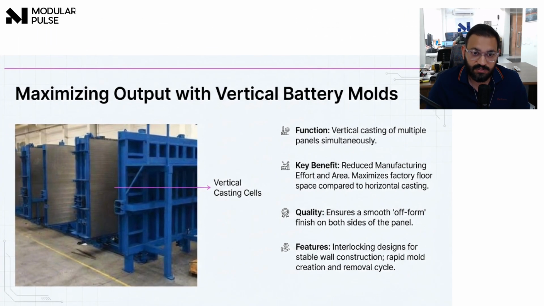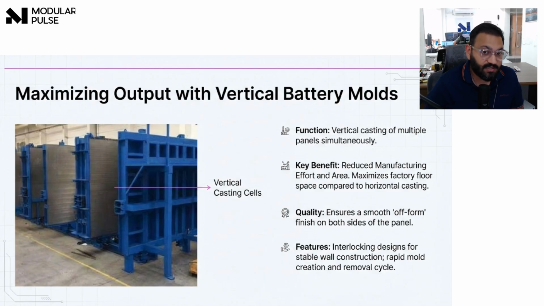Vertical battery molds. This slide builds directly onto the previous one. Once wall demand increases, the next challenge is production speed. Flow casting has a limitation. You can only cast as many panels as your flow area allows. Battery molds break this limitation. By casting walls vertically, multiple panels are produced at the same time inside a single mold. This means less flow space, higher daily output, and better labor efficiency.